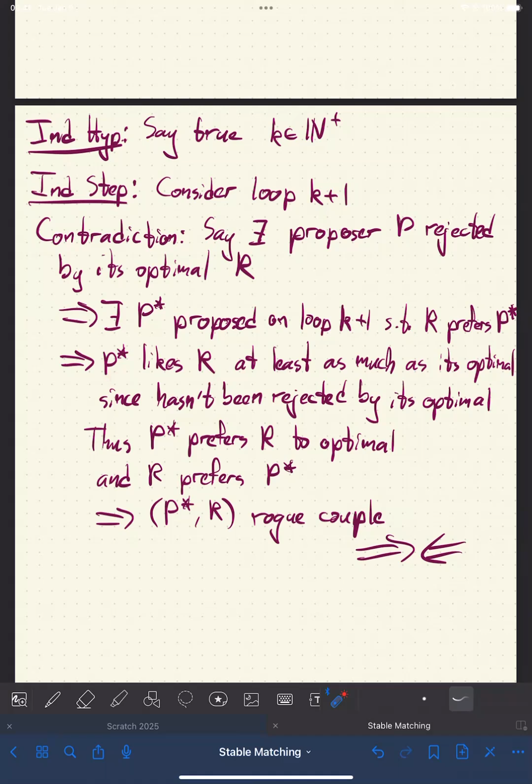Well, P star likes R at least as much as its optimal. It could be its optimal, but it likes it at least as much as its optimal because it hasn't been rejected by its optimal yet. That's the inductive hypothesis, right? I should have written by inductive hypothesis here. Let's just go ahead and do it. By inductive hypothesis, no one got rejected by their optimal in loop K, so that means P star hasn't been rejected by its optimal, but still chose R.